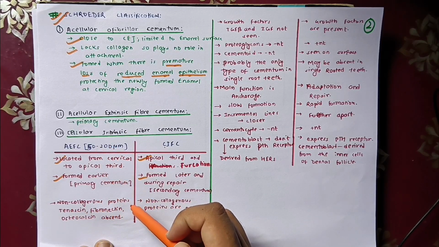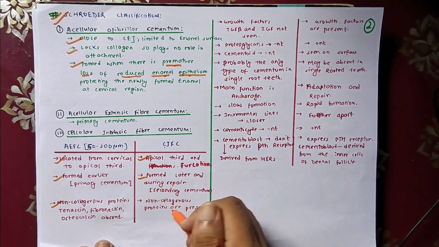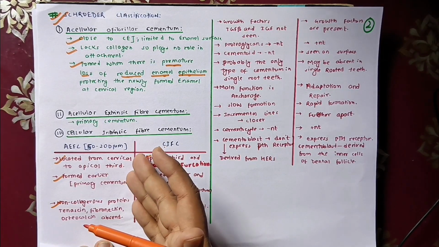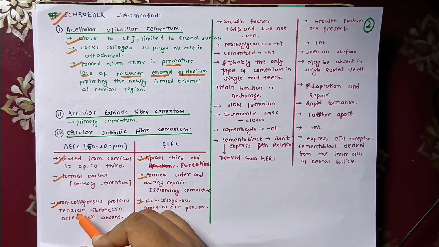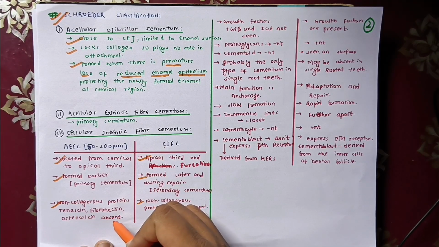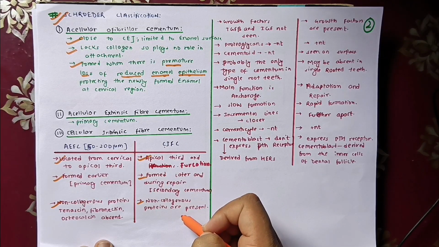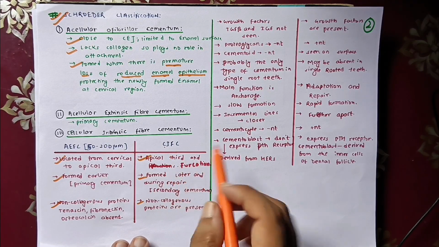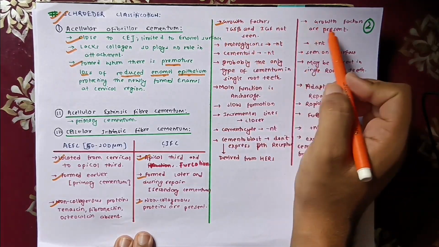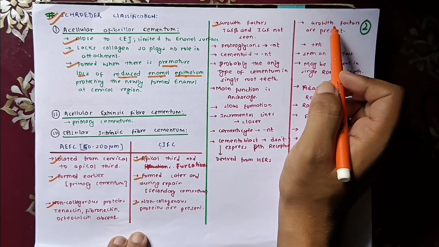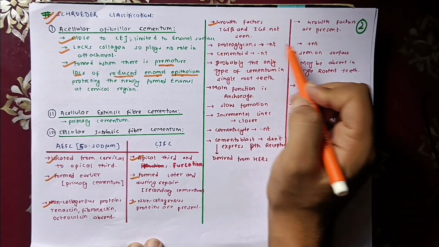Now, non-collagenous proteins like tenascin, fibronectin, osteocalcin are absent here, but they are present here. So one thing is absent here, one thing is present here, so it is very easy to remember. Okay, so the non-collagenous proteins like tenascin, fibronectin, osteocalcin are absent in this AEFC, but they are present in this CIFC. Similarly, the growth factors like TGF-beta and IGF are not seen here, but the growth factors are present here, in the cellular intrinsic fiber cementum. Similarly, the proteoglycans are absent here, but they are present here.